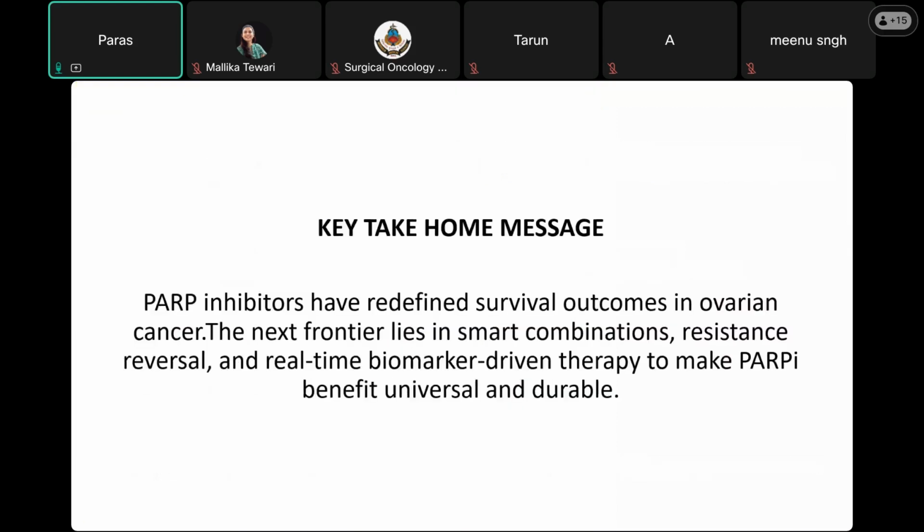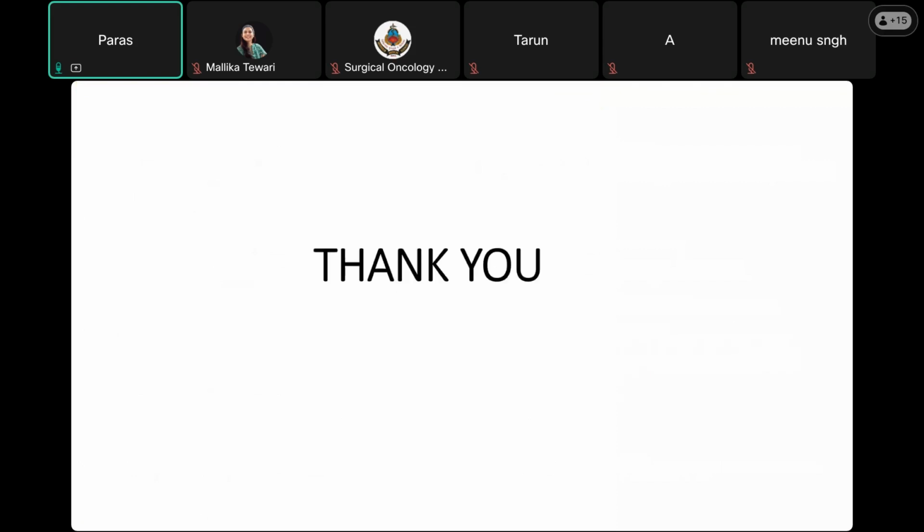Key take-home message being, PARP inhibitors have redefined survival outcomes, and the future is in smart combinations, resistance reversal, and real-time biomarker-driven therapy for better results. Thank you.